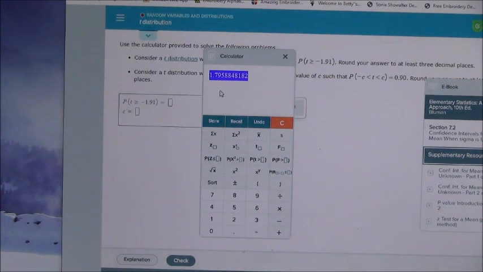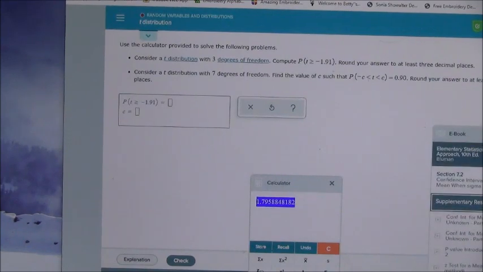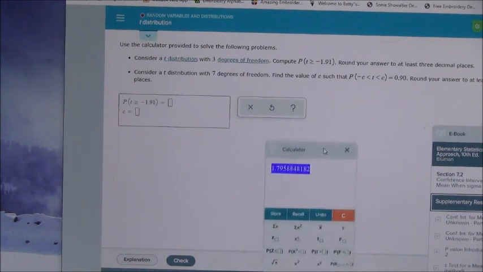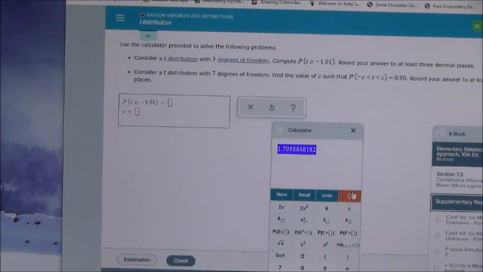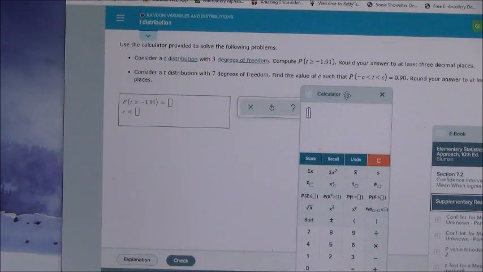So I'm going to get plus and minus 1.796. Now on the ALEKS program, they're just going to have you give the positive value of C, not the negative value of C. So they would do the positive value of C and put that in there. So if I were doing this one on the ALEKS program, I'm going to clear that out. P of t is greater than or equal to negative 1.91. Since that's the greater than, I don't worry about the equal to. I do P of t is greater than negative 1.91.